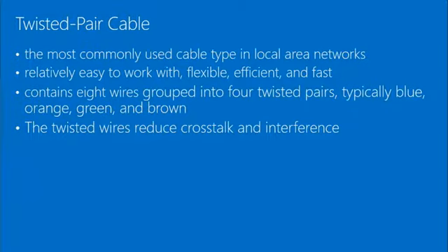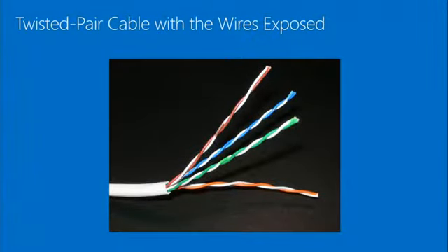First of all, we have twisted pair cable. Twisted pair cable is the most commonly used cable type in local area networks. Relatively easy to work with, flexible, efficient, and fast. Contains 8 wires grouped into 4 twisted pairs. The 4 twisted pairs are basically blue, green, orange, and brown. And the twisted wires reduce crosstalk or noise and interference between the wires, which we're going to talk about more in a little while.